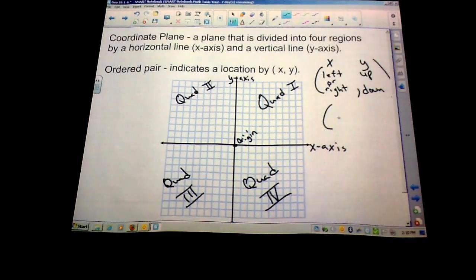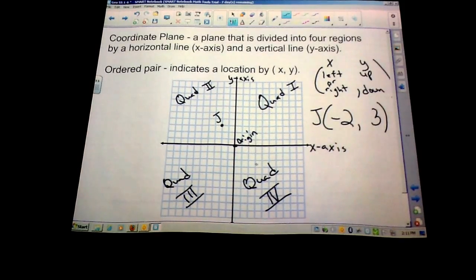For instance, if we're going to graph (-2, 3), here's your starting point, the origin. The -2 is our x, so that tells us to go 2 to the left and then up 1, 2, 3. So here would be the point (-2, 3). Remember that points are named with capital letters, so if there was a J in front of that ordered pair, then we'd put J right by the point, so it would be point J.